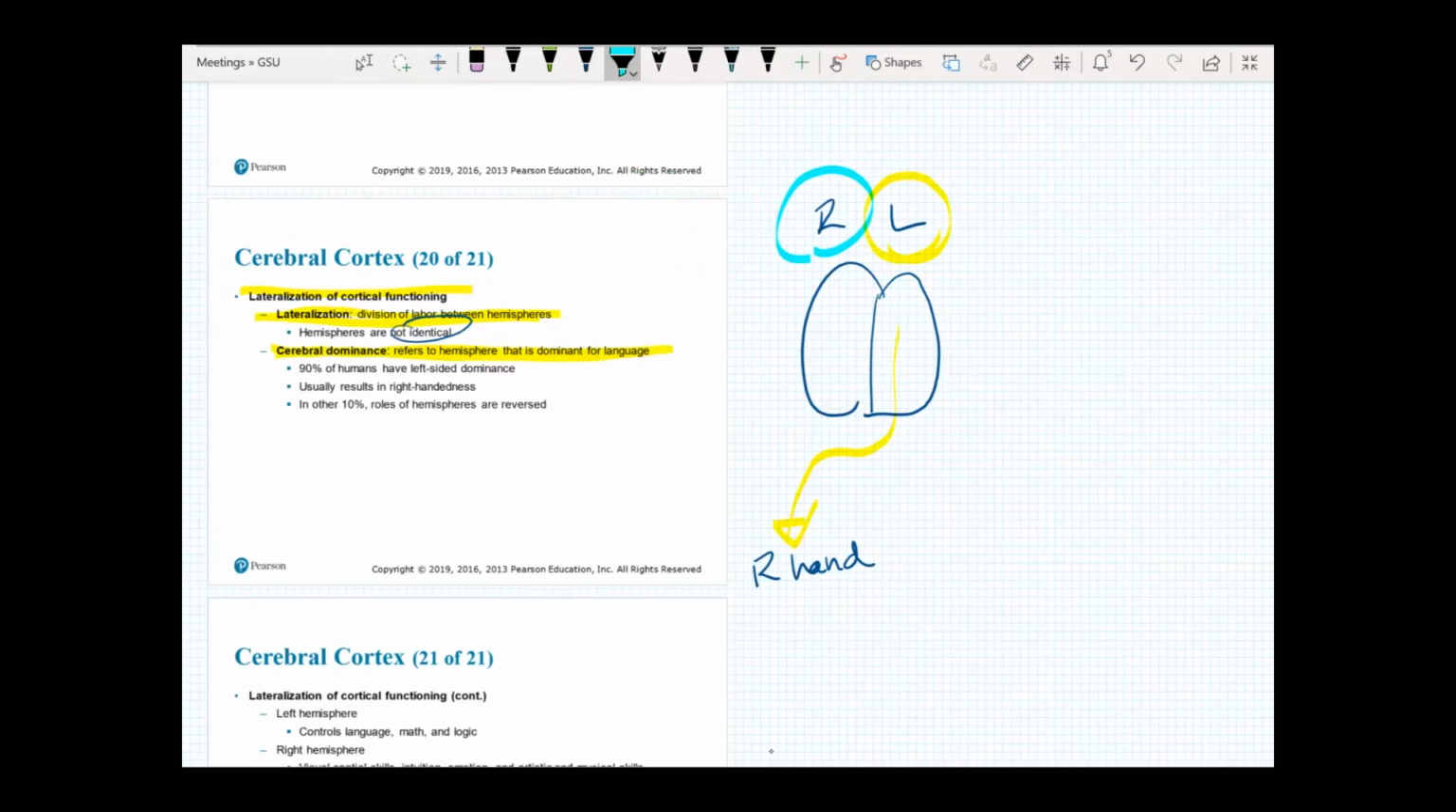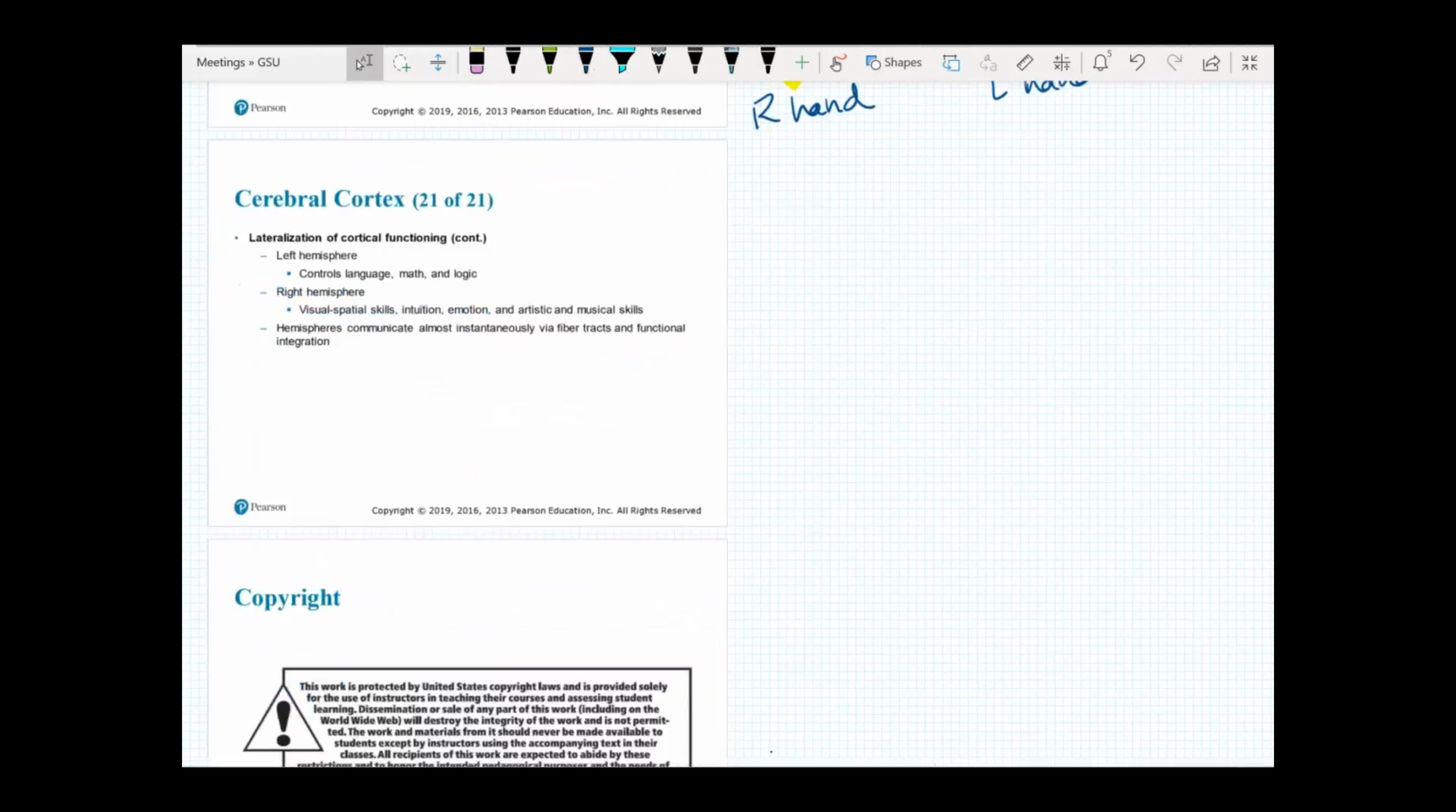Some, about 10%, will have right-sided hemispheric specialization. And these are usually going to be tied because they have left-handedness. But some people will just have the language hemisphere switched to the opposite hemisphere. So that's few and far between, less than 10%, but that does exist. But cerebral dominance, or the hemisphere that is dominant, is related to which hand is in use. And there's some general rule of thumb. So these are essentially just characteristics. However, there is truth to this statement.